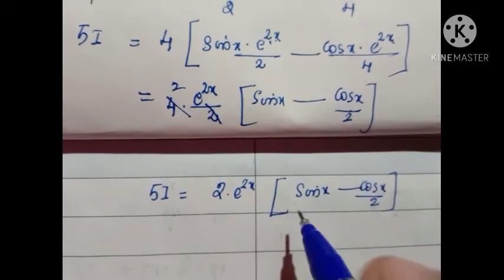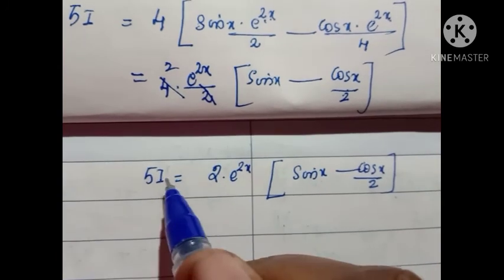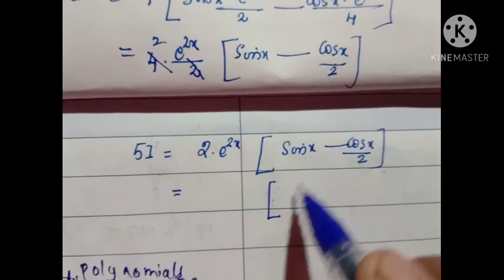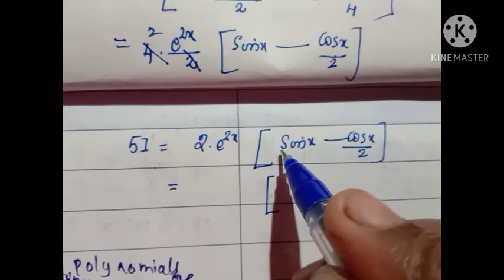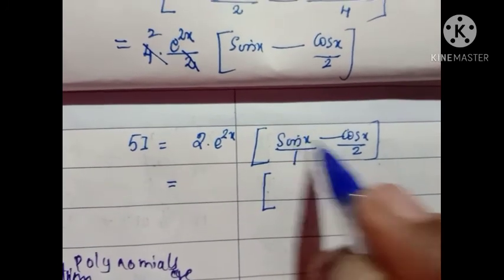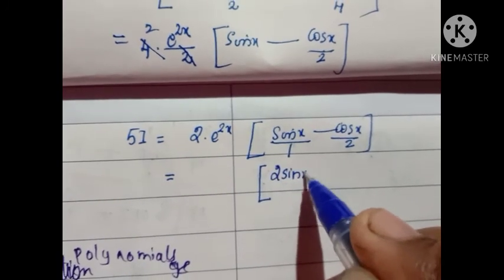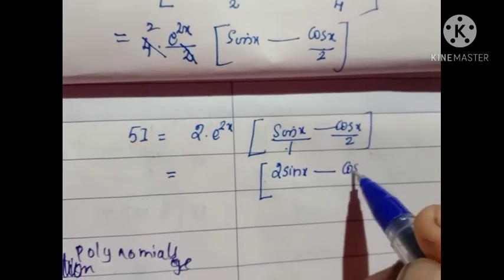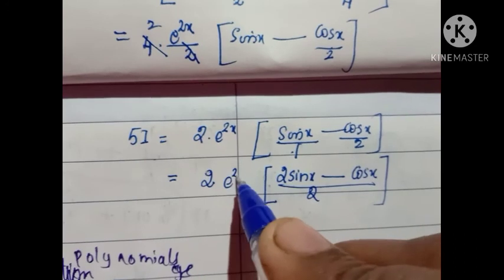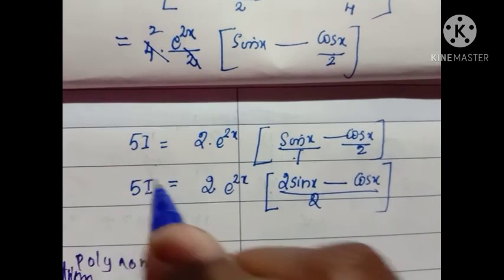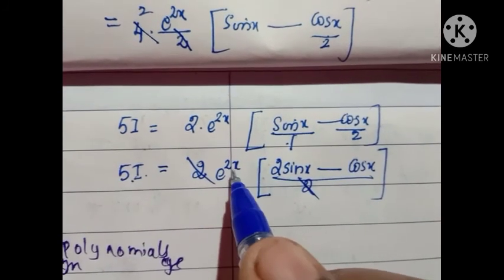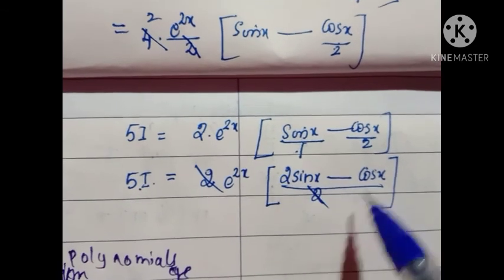See, if you need, you can stop with this step. Take this 5 to the other side. Okay. So in your textbook, you can see the last answer as I am doing. Let's see. This sin x can be written as sin x by 1 and take cross multiplication. So sin x into 2. 2 sin x minus cos x into 1. Cos x by 1 into 2. So 2 e raised to 2x, that is equal to 5I. Here this 2 and 2 can be cancelled. So 5I is equal to e raised to 2x into 2 sin x minus cos x.